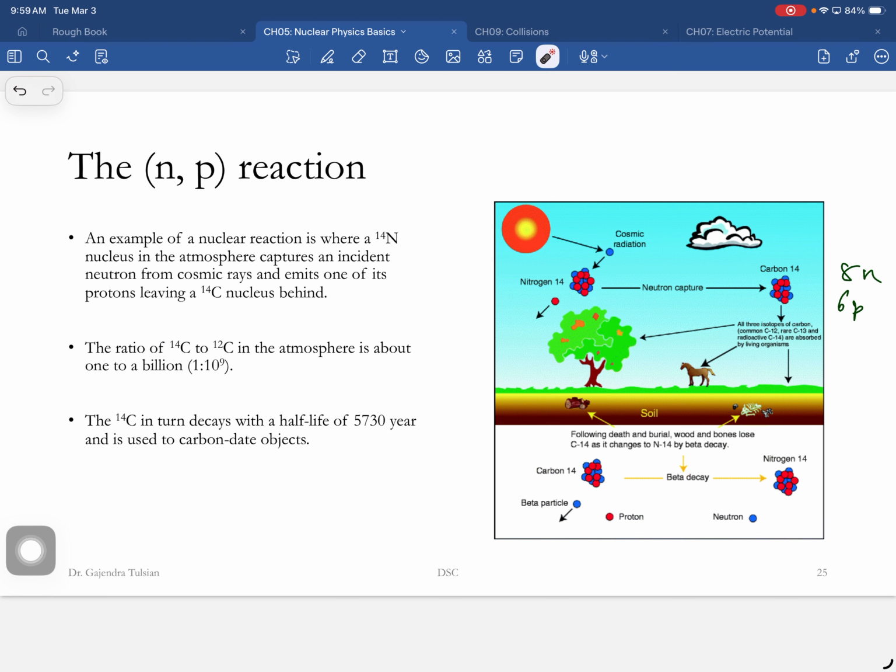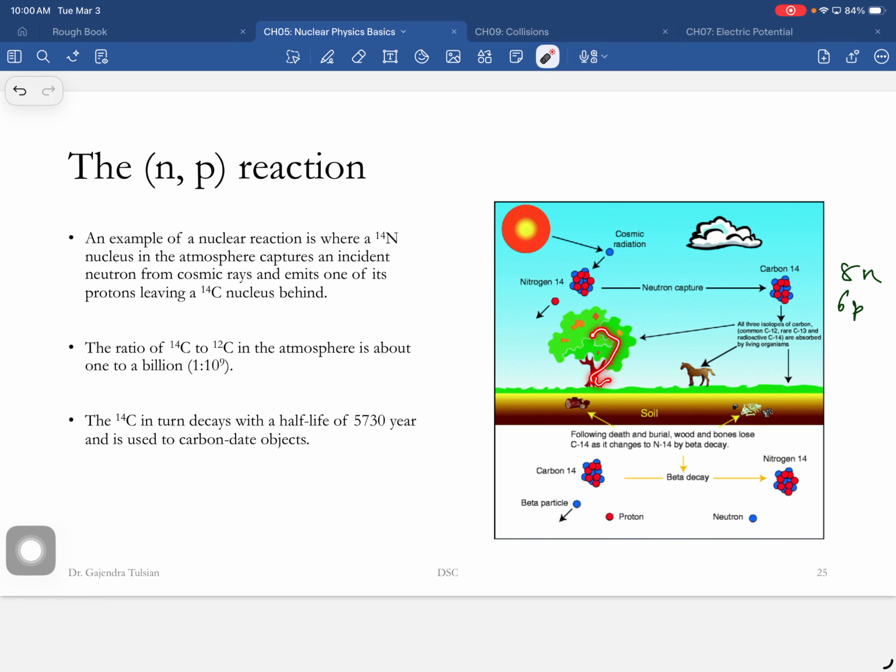500. 12,000 years after it dies? 250. 18,000 years? 125. Easy. It died 18,000 years ago. So that's carbon dating.